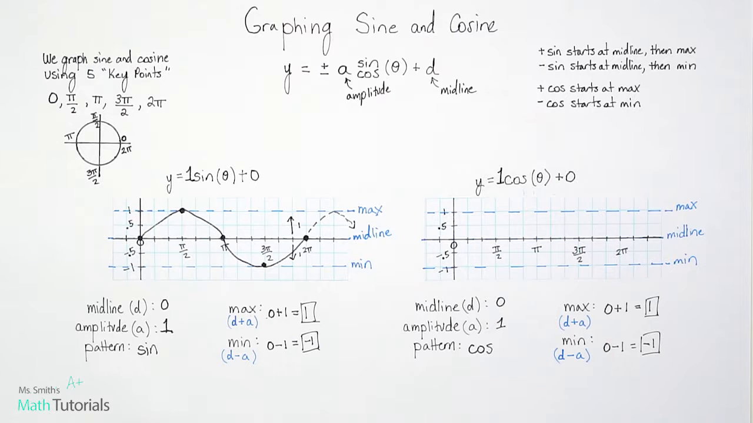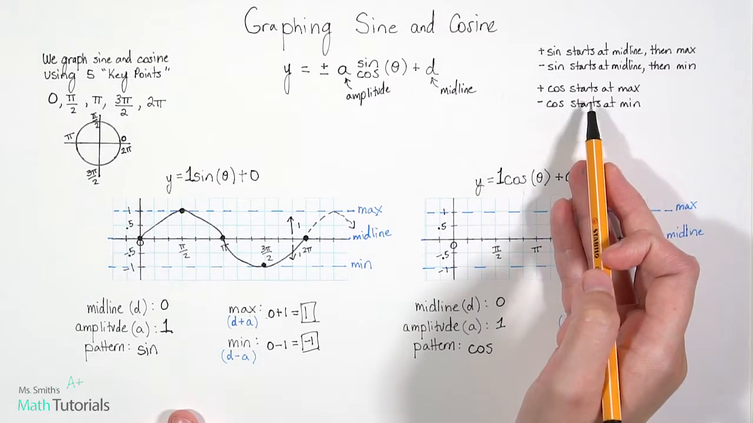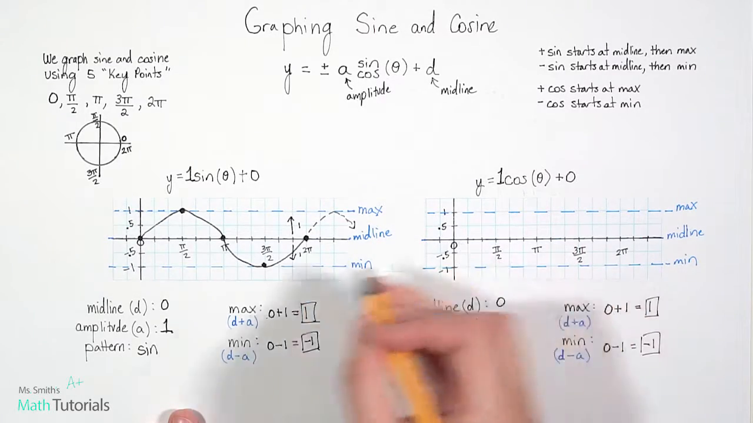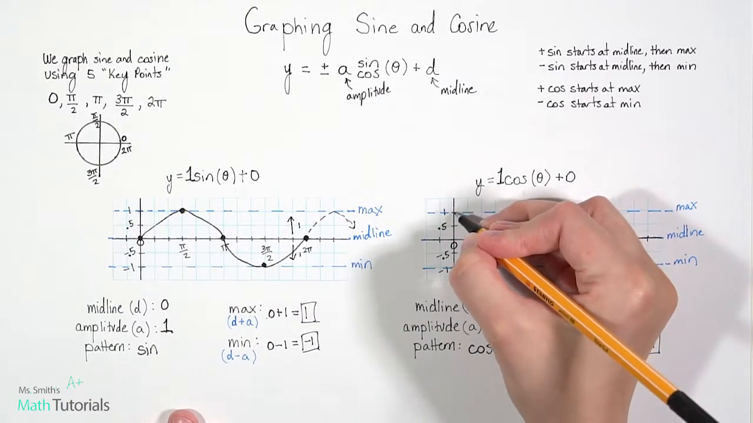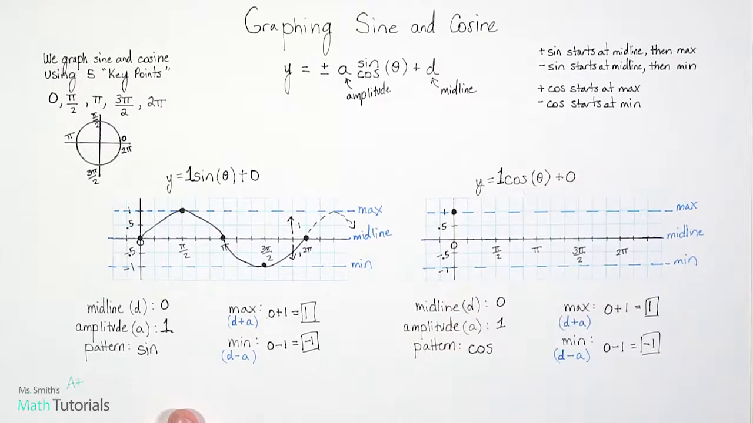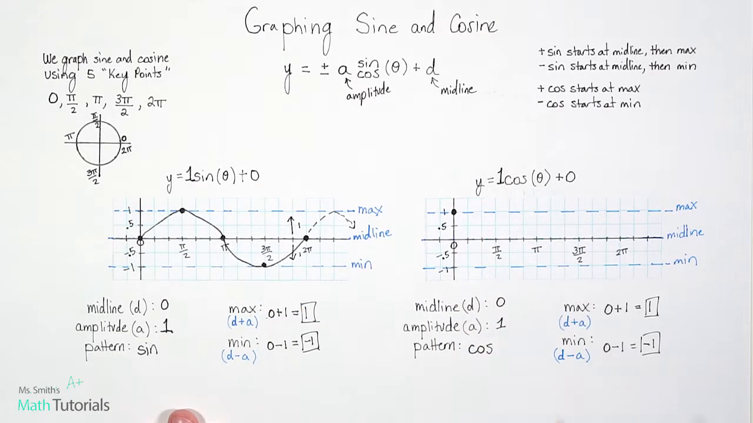Okay, now that we have our framework laid out, we can finally graph this. When we look at our pattern, remember it was positive cosine. So positive cosine says our first point starts at max. So instead of starting here at the origin like I did over here, I'm going to start up here at my max line.